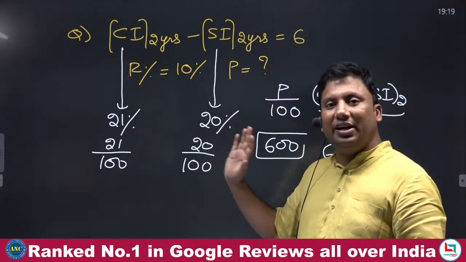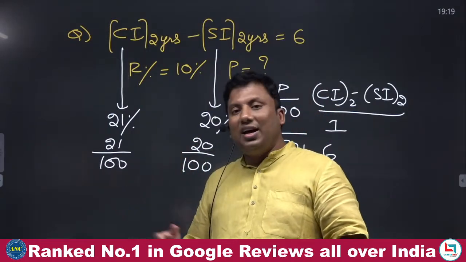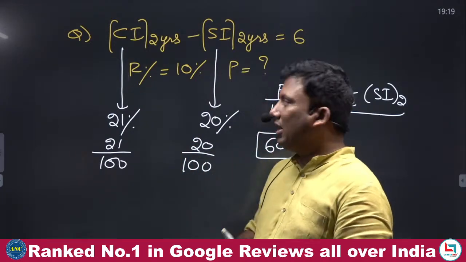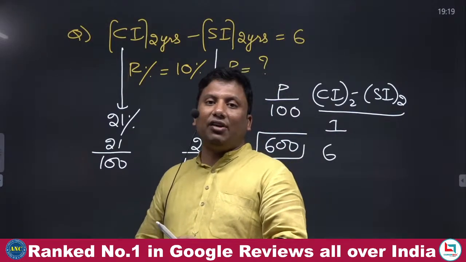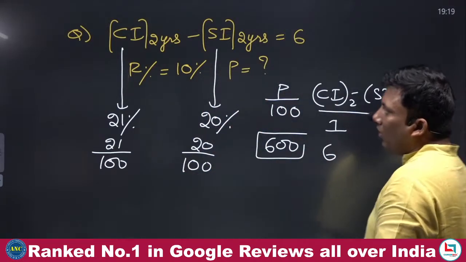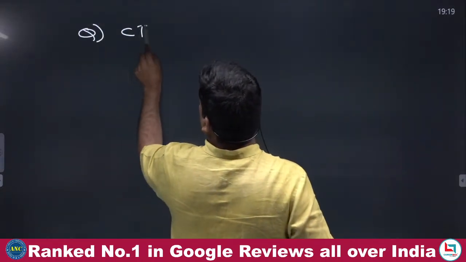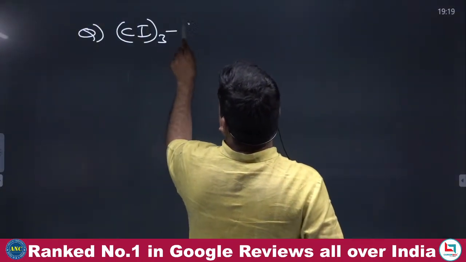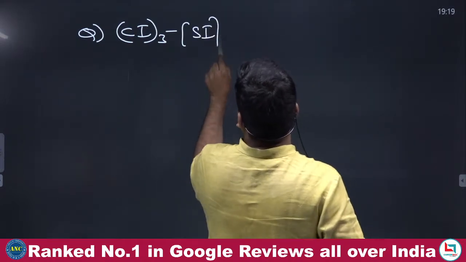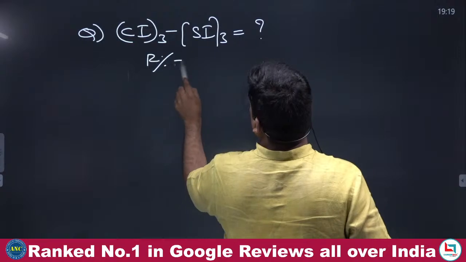I hope the idea is clear. What is the concept we discussed? In case of SI, the rate of interest is the same every year. In case of CI, the rate of interest is successive. One more question. CI for 3 years minus SI for 3 years is equivalent to how much?